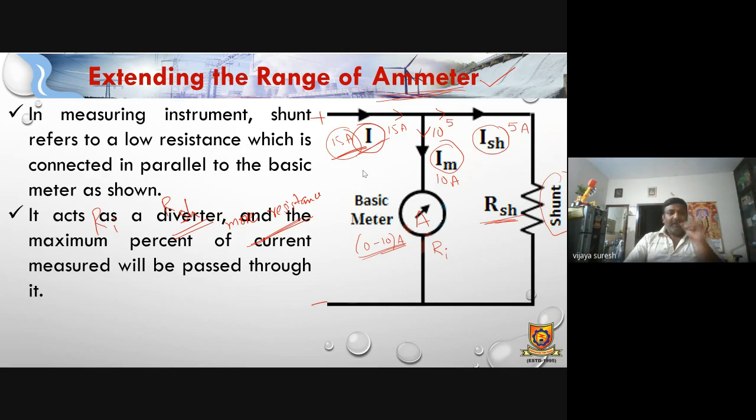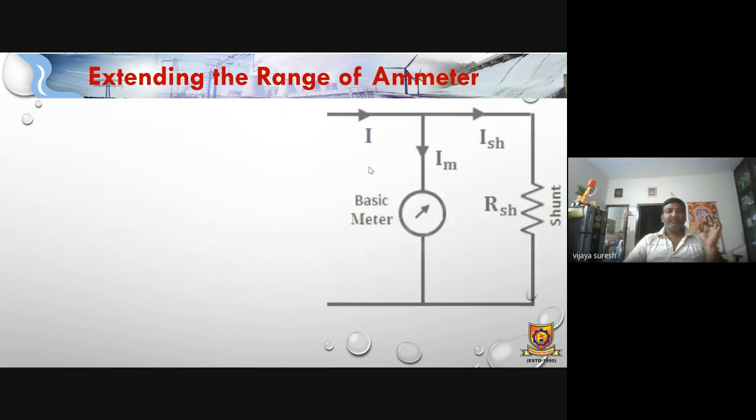So here we can have another sentence. It acts as a divider, current dividing. Here we are dividing the current. It acts as a divider and the maximum percent of the current measured will pass through it. So in the parallel circuit, we are going to have current division.